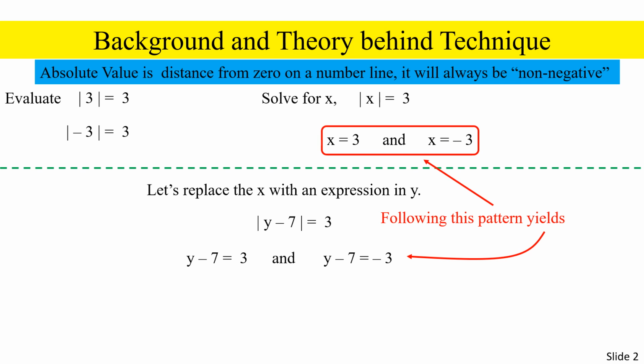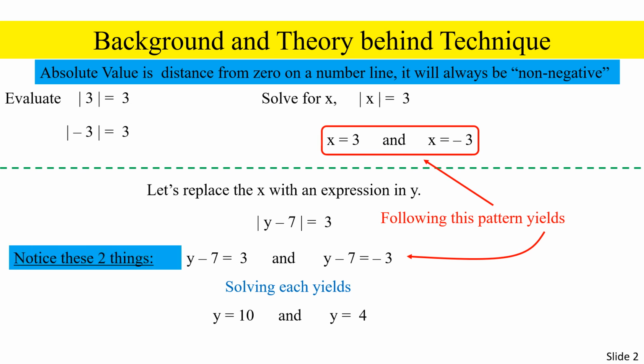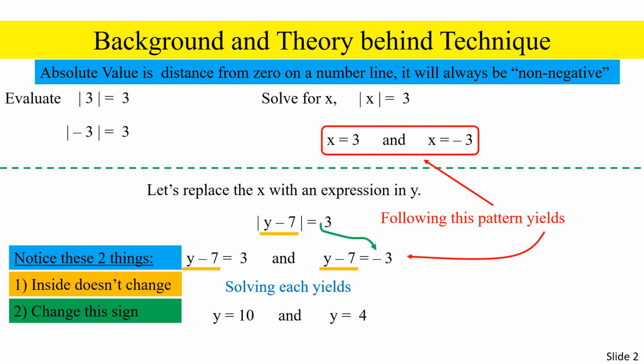So once we get the absolute value isolated, which it is, we split it apart into 2 parts, then we solve each part individually. So we end up with 10 and 4. The left one is 10 and the right one is 4 by adding 7 in this case. Notice 2 things. The inside doesn't change. And all we do for the second part is we change the sign.